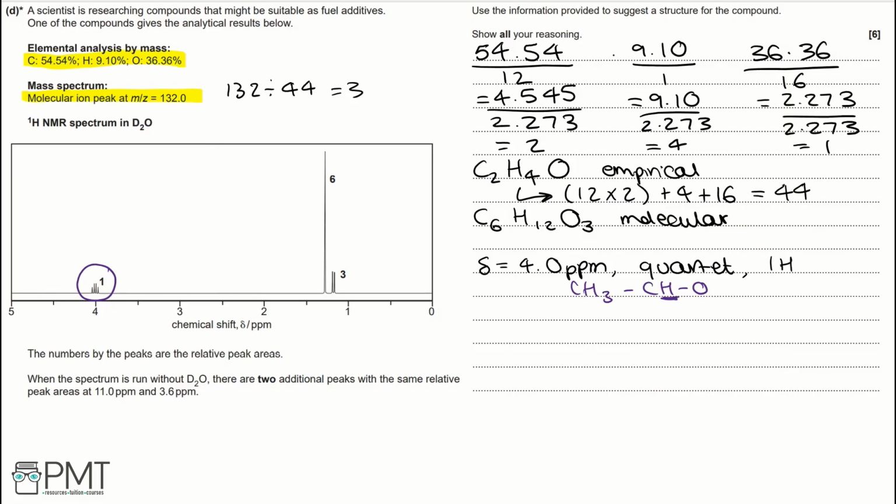So looking at number 6, this has a chemical shift value of 1.3 ppm, and it's got a singlet splitting pattern with 6 hydrogens in this environment. So this could be CH3 brackets 2 connected to a carbon, and the hydrogens that would give this peak are these ones here, the hydrogens attached to this carbon with 3 of them around it.